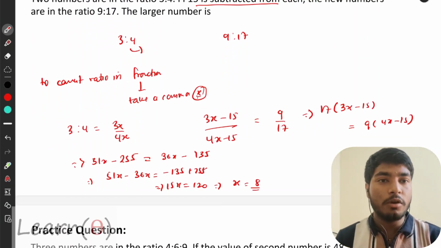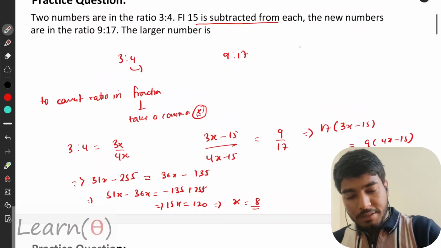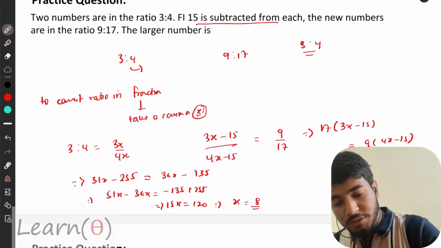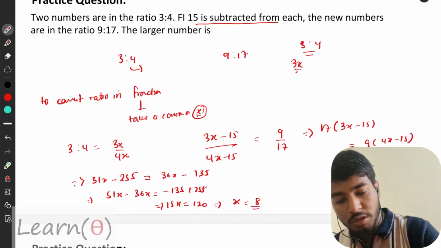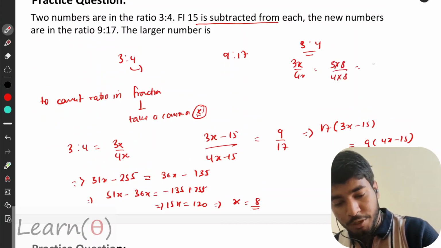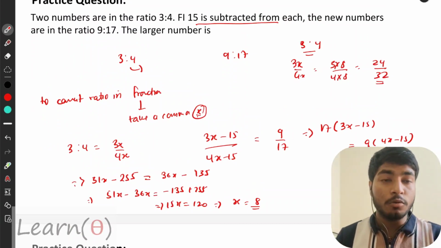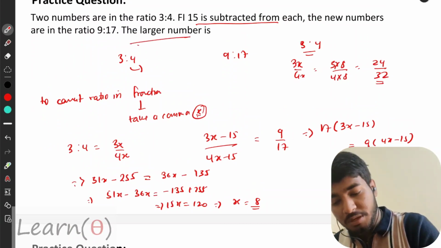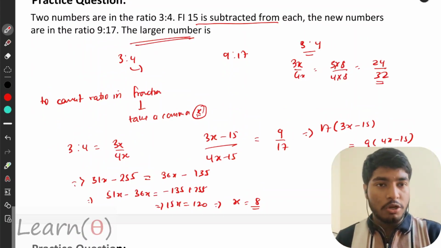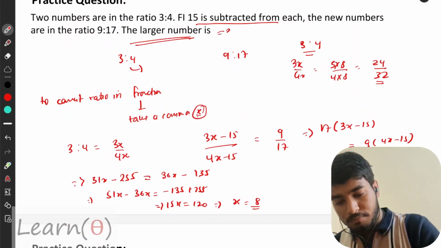x has a value of 8. So you found that here the ratio was 3:4, but what are the actual numbers? They are 3x and 4x, that is 3 into 8 and 4 into 8, that is 24 and 32. So which is the greater number? The question is asking for the larger. So the larger number here is 32.